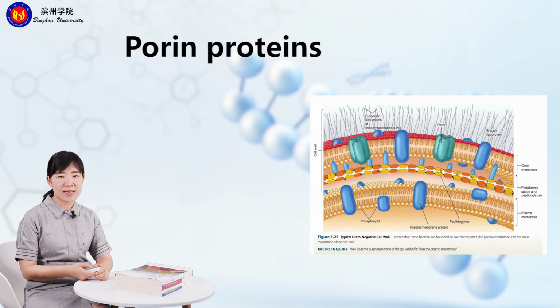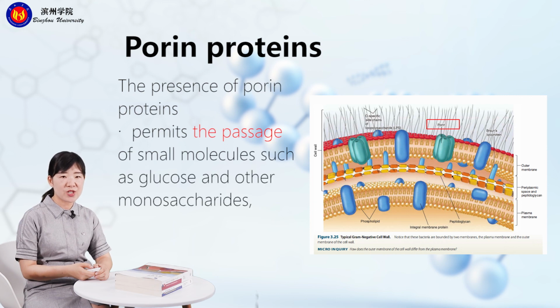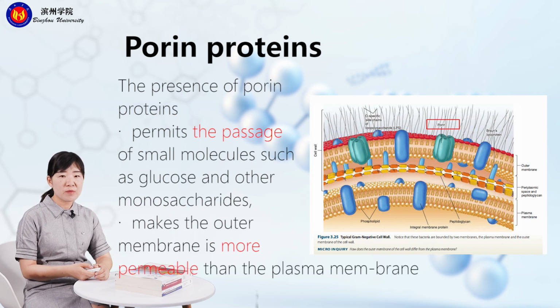At last, let's talk about porin importance. You can see the porins on the picture. The presence of porins permits the passage of small molecules such as glucose and other monosaccharides, and this makes the outer membrane more permeable than the plasma membrane. So they are very important.